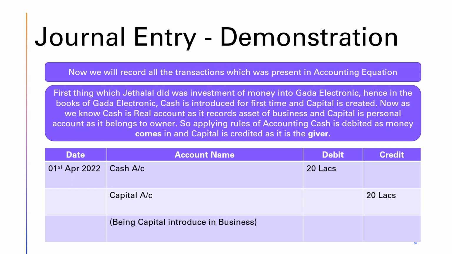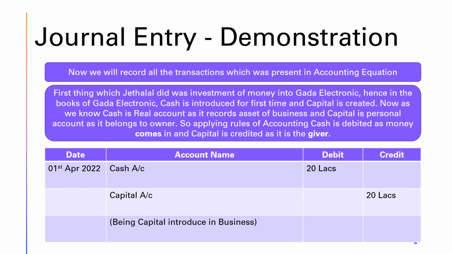Now, after understanding the concept of journal books, we will record all those transactions which we saw in our opening slide and also the ones which we recorded in accounting equations. For those who are unaware, I have mentioned the link below to both the videos in the description. Do brush up on those before moving forward. You will be able to link the journal entry with the transactions that happened in the business.